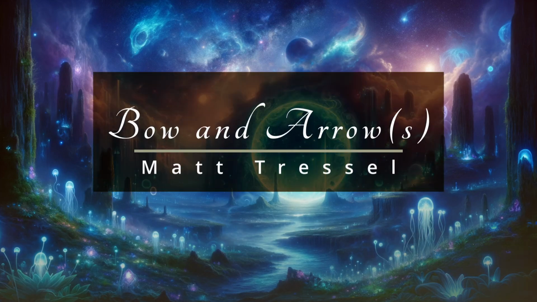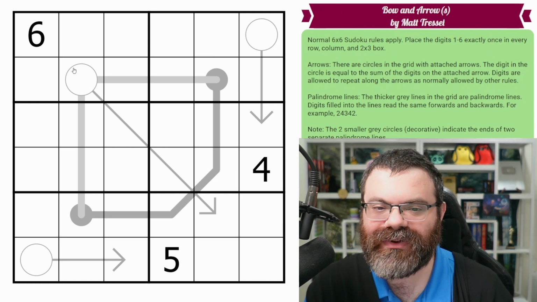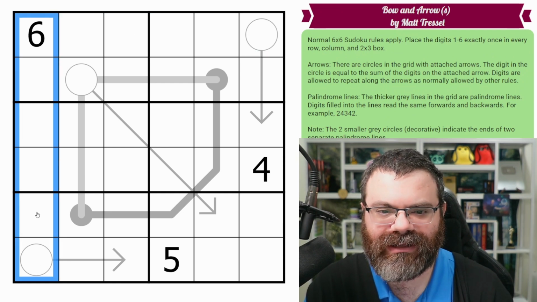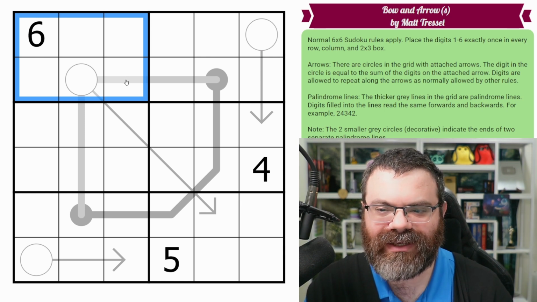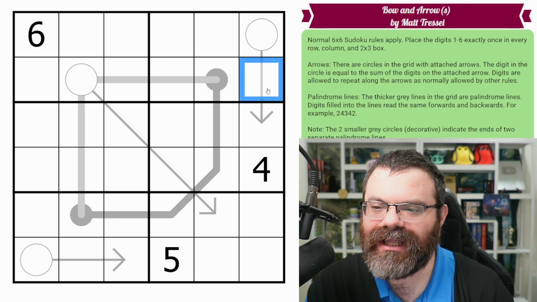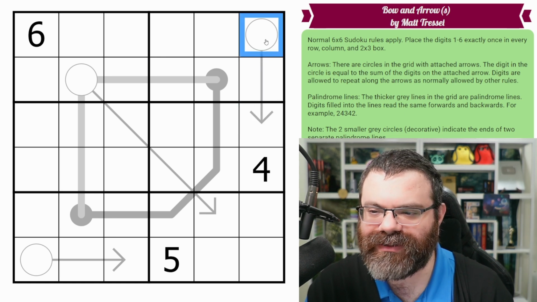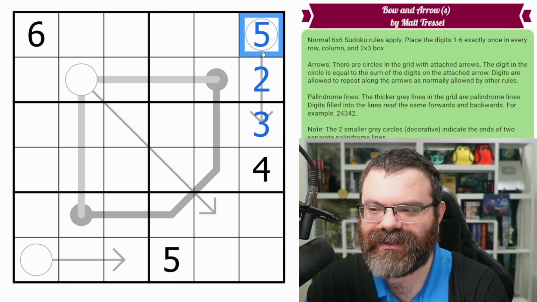Hello, let's continue our Sudoku adventure with Bow and Arrows by Matt Tressel. So we have normal 6x6 Sudoku rules, meaning in every row, every column, and every 2x3 box, we are placing the digits 1 to 6 exactly once each. We also have arrows in the grid. So arrows are attached to a circle. Digits on an arrow sum to the value in the circle. So if this was 2, 3, you add 2 plus 3, that's 5, you put a 5 in the circle.